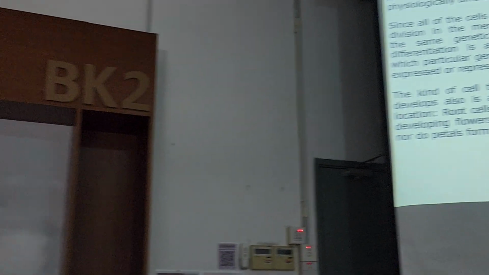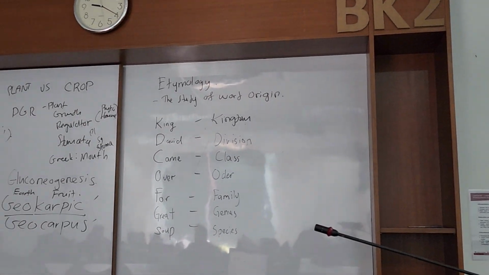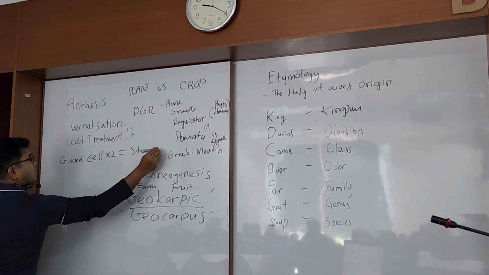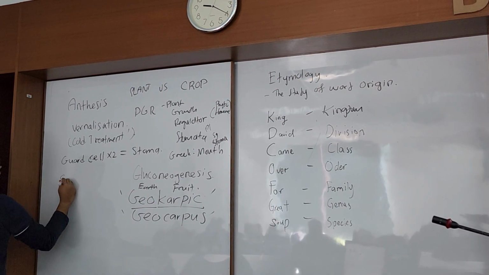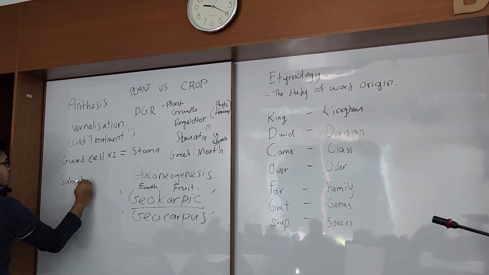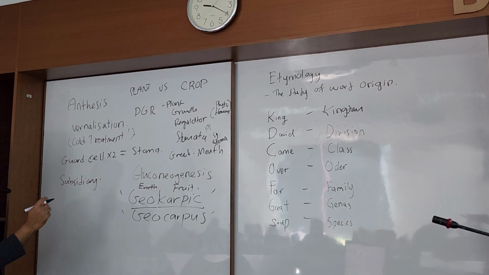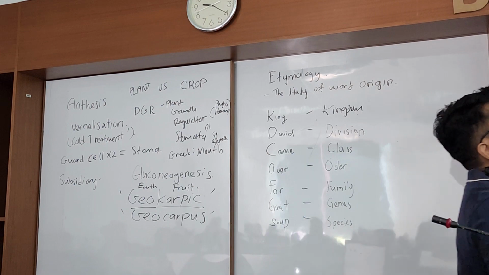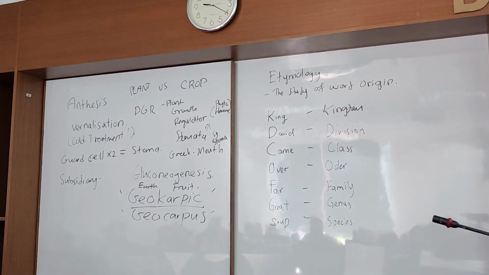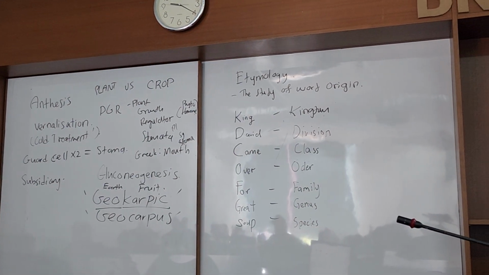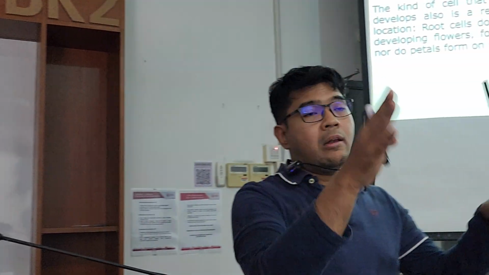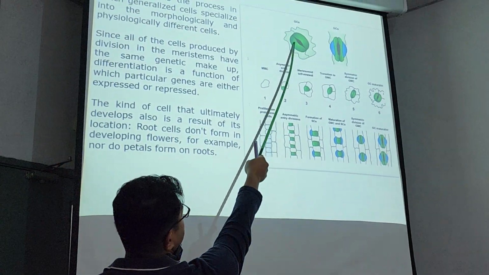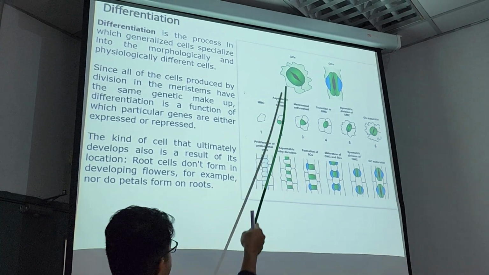So, guard cell times 2 equals stoma. Surrounding it we call it subsidiary. It kind of sandwiches the guard cells in order to impart better control of the stomatal opening and closing. Okay, so how does this stoma structure come about?